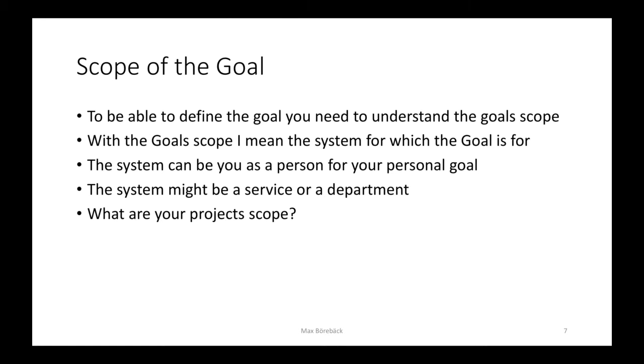To be able to define the goal, you also need to understand the goal scope. With the goal scope, I mean the system for which the goal is. The system can be you as a person for your personal goal. The system might be a service or department or sub-service. So what is your project scope? You need to identify the limitations and the scope of your project.